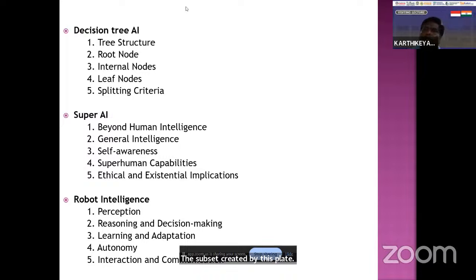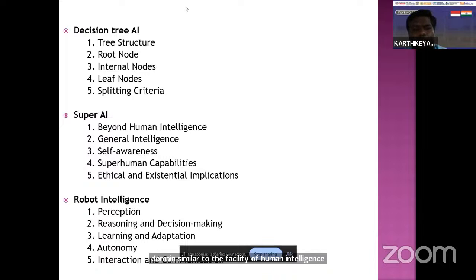And the next type is super AI. Super AI has the following: the first one is beyond human intelligence, the second is general intelligence, the third is self awareness, the fourth is superhuman capabilities, and the fifth is ethical and existential implications. Beyond human intelligence is nothing but a super AI envisaged to possess cognitive abilities that exceed those of humans in every aspect, including reasoning, problem solving, creativity, emotional intelligence, and adaptability. And super AI's general intelligence is nothing but applying cognitive abilities across a wide range of tasks and domains, similar to the versatility of human intelligence.